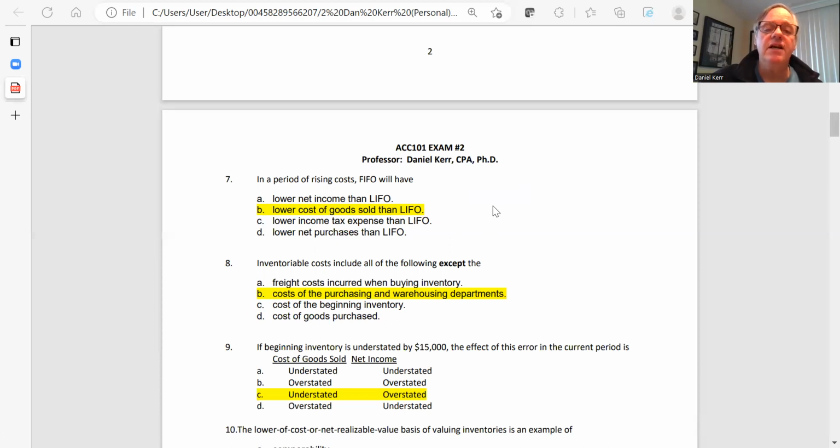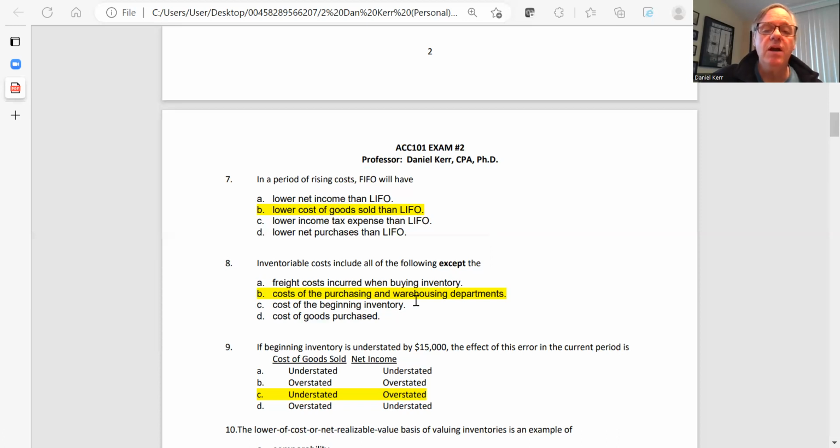FIFO means first in, first out. LIFO is just the opposite, means last in, first out. Number 8, inventoriable costs include all of the following except: freight would become part of the inventory, cost of the beginning inventory, cost of all the goods purchased, that would all become part of the cost.